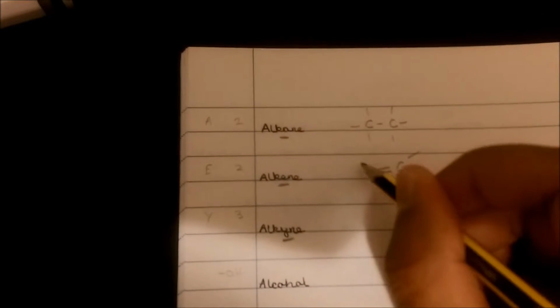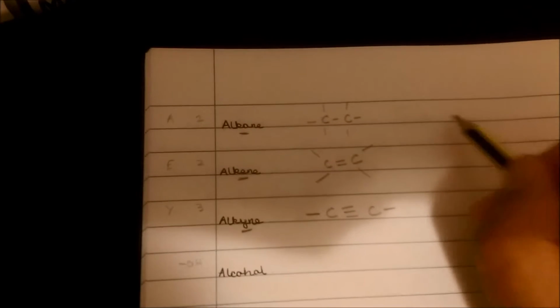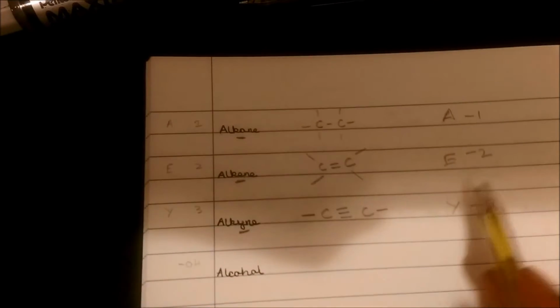It's a single C bond. Next, we have the alkene. E occupies a middle position in comparison with A and Y. So it's a double C bond. And Y, it has the last position. So it's a triple C bond. So I hope it's easier for you guys to understand. It's A, E, Y. So 1, 2, and 3 bonds each.